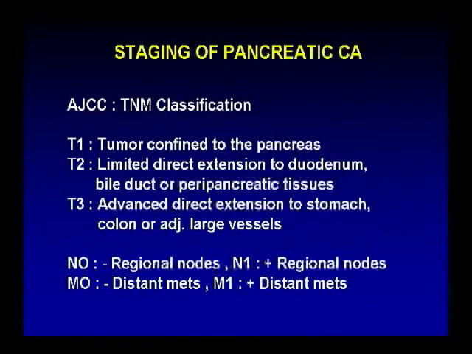This is the TNM classification. Be aware that the pancreas does not have a capsule, so there is early extension into the peripancreatic tissues, and often when we see pancreatic CA on CT, we're already into the T2 or the T3 stage where there's extension.